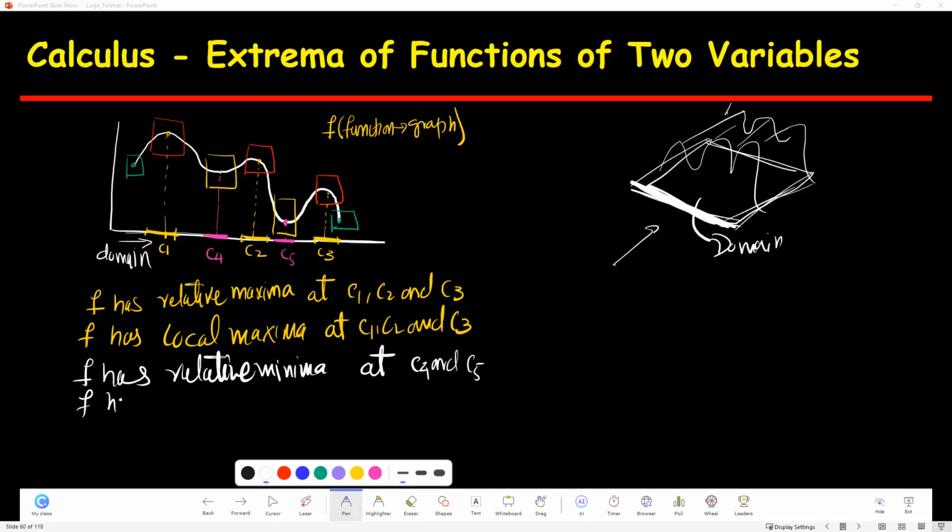Same thing, F has a local minima at C4 and C5.